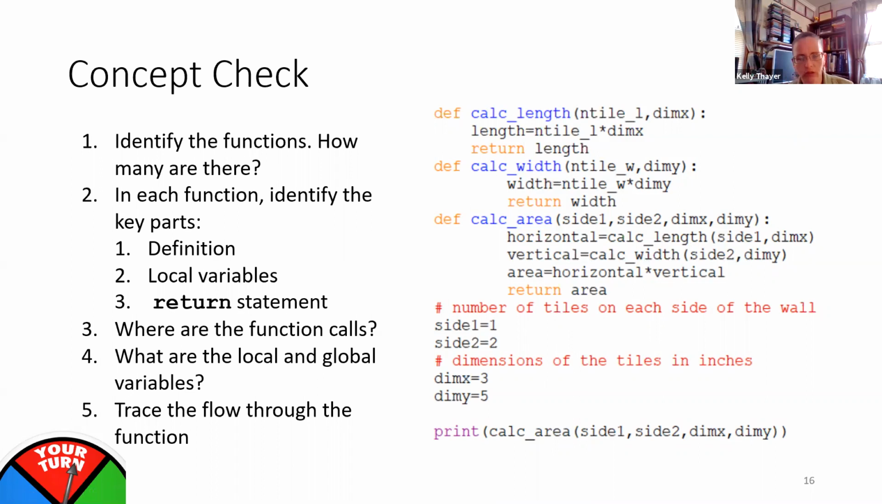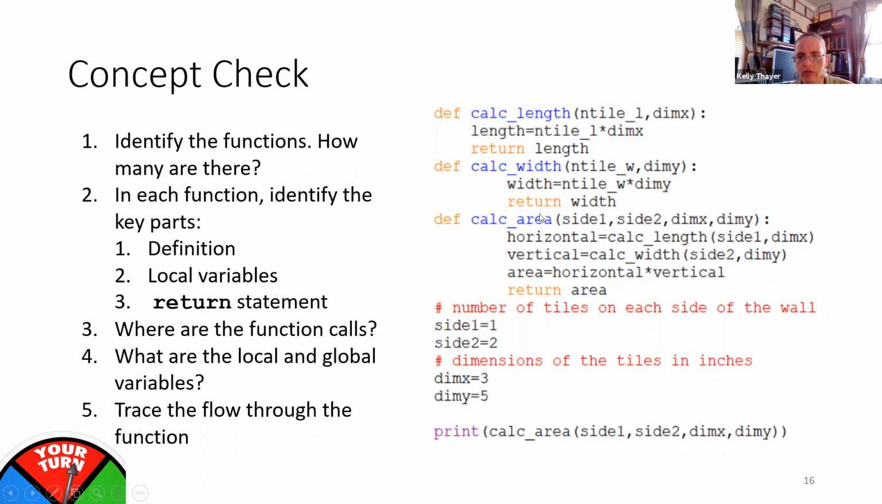Now, let's trace the flow through the function. The original function call that will execute, remembering that the code reads linearly, but it does not initially execute these, is right here. So calc area is the first function call, sending values for side 1, side 2, and dimensions x and y.